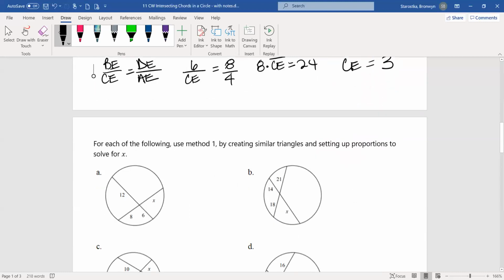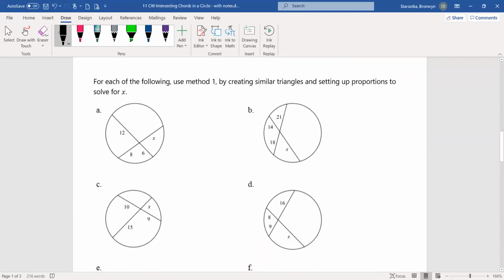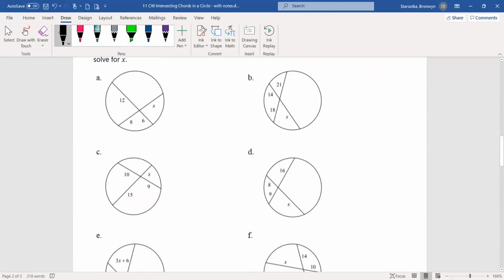Let's practice that together. For each of these, we're going to use method 1. We're going to create similar triangles and set up proportions to solve for x. So let's go ahead.